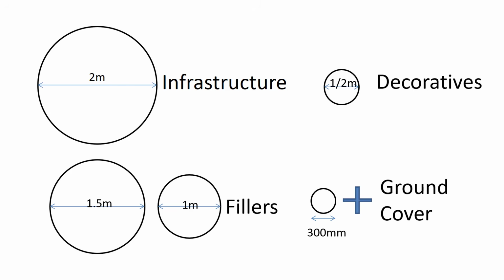Finally, the ground cover plants that are represented by either their 300 millimetre circle or a small cross of approximately the same size. These would be planted approximately 9 plants per square metre and would be plants such as ivy, Hedera helix, Pachysandra, or Vinca minor as examples.